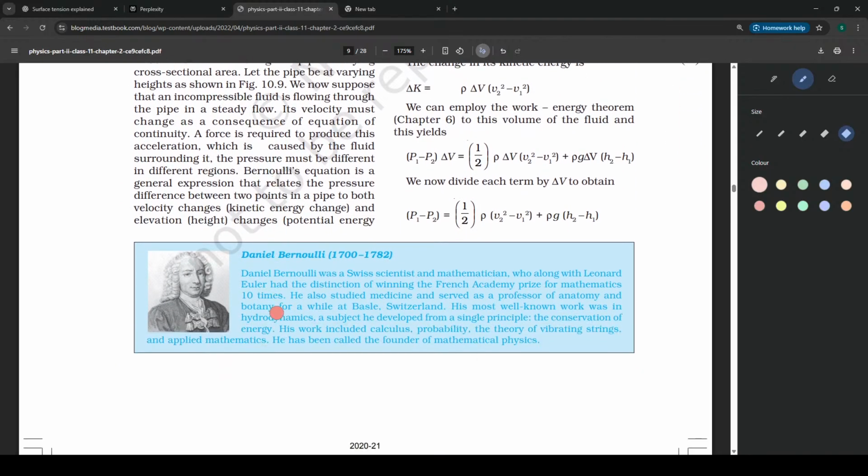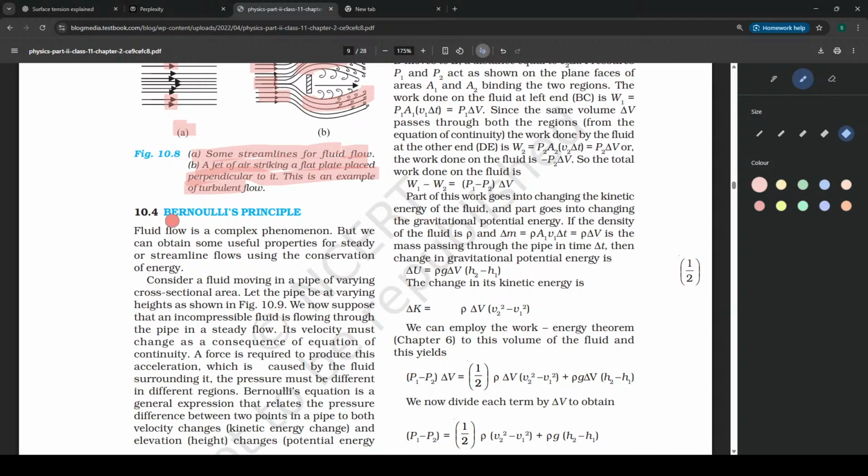Okay, leaving that, we will come to the next main topic, that is Bernoulli's principle. Fluid flow is a complex phenomenon, but we can obtain some useful properties for the study of steady or streamline flows using the conservation of energy. This fluid flow, we know, is a complex phenomenon involving many particles, many individual atoms which have different velocities at different times. It's very complex.